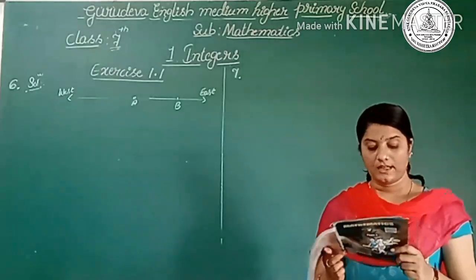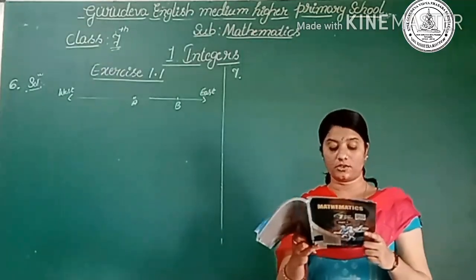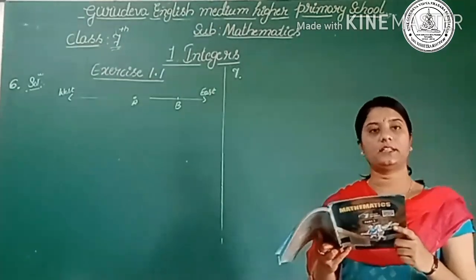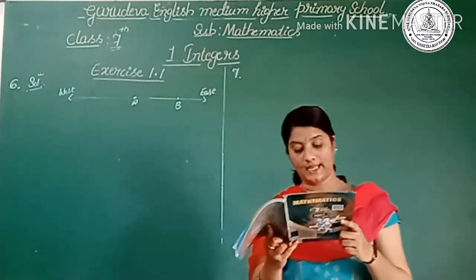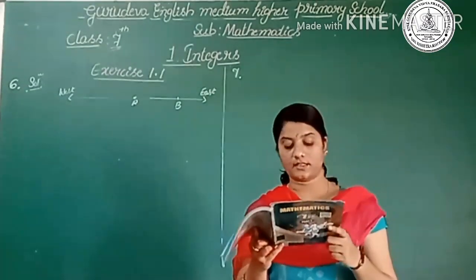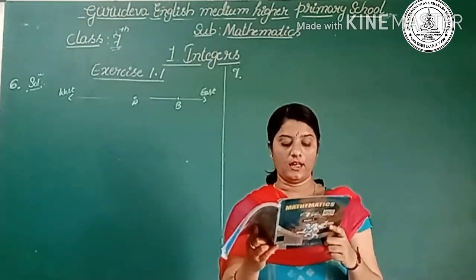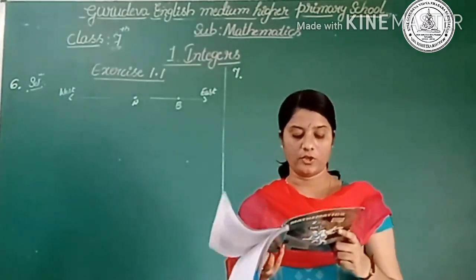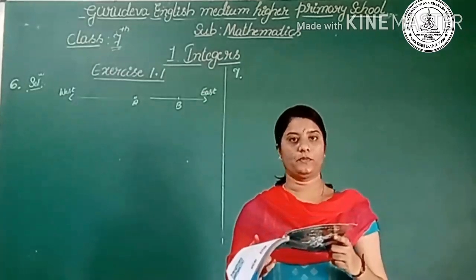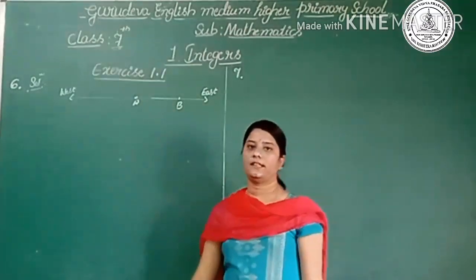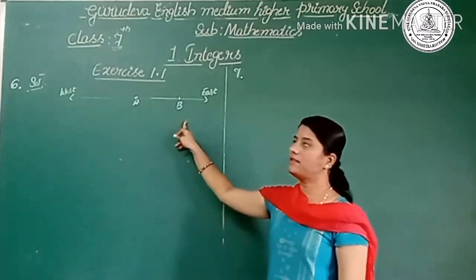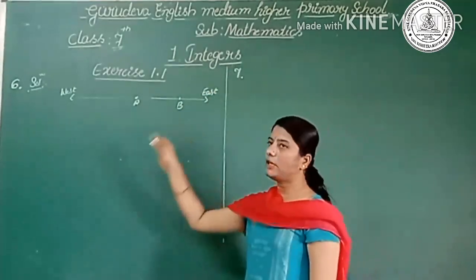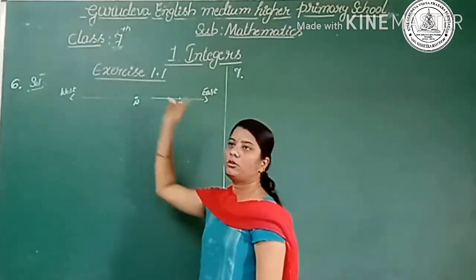See the sixth question. Rita goes 20 km towards the east from point A to point B. From B, she moves 30 km towards the west along the same road. If the distance towards the east is represented by a positive integer, then how will you represent the distance traveled towards the west? And by which integer will you represent her final position from A? At point A, there is Rita. She travelled 20 km in the east direction to B. Okay, and she travelled 30 km from point B to the west.